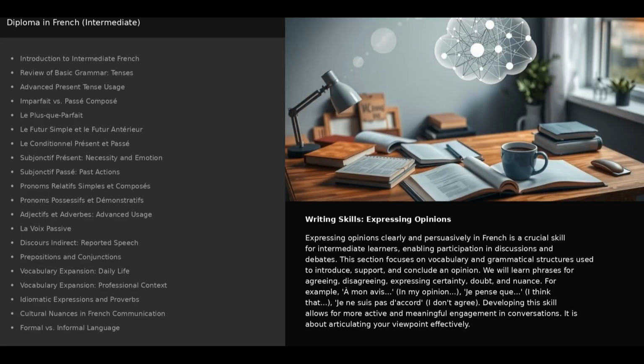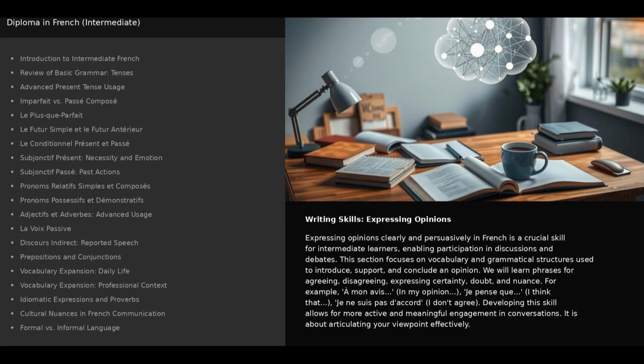Writing skills, expressing opinions. Expressing opinions clearly and persuasively in French is a crucial skill for intermediate learners, enabling participation in discussions and debates. This section focuses on vocabulary and grammatical structures used to introduce, support, and conclude an opinion. We will learn phrases for agreeing, disagreeing, expressing certainty, doubt, and nuance.